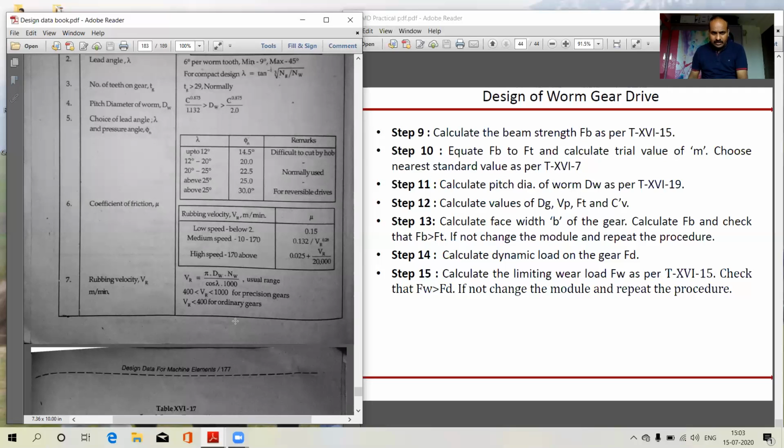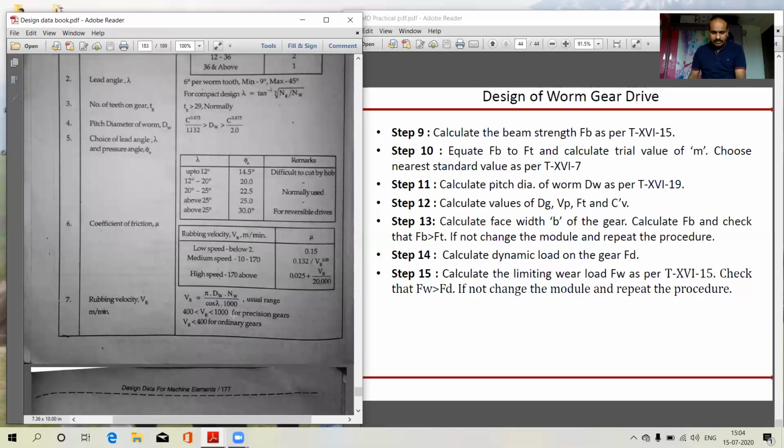If you calculate the VP, you must convert that VP into meter per minute. That particular value, the rubbing velocity, or that particular value of VP, must be converted into meter per minute, and then the range of values. See here, the mouse is not working properly. Yes. See, coefficient of friction, rubbing velocity VR, that is nothing but your VP, what you calculated.